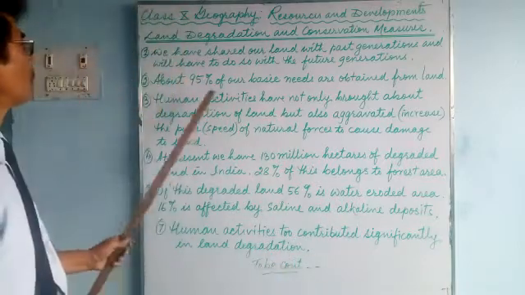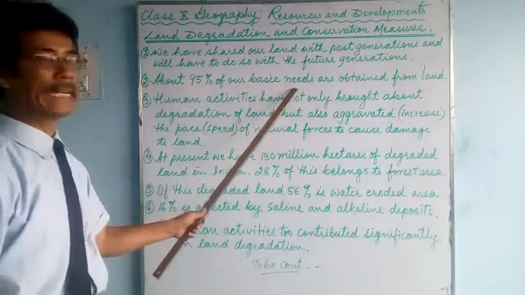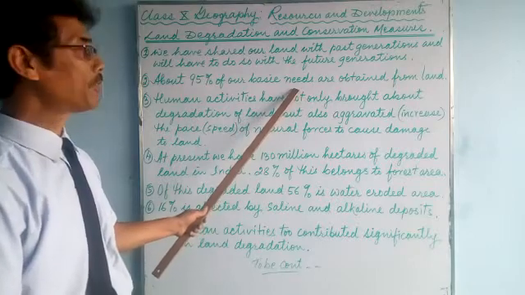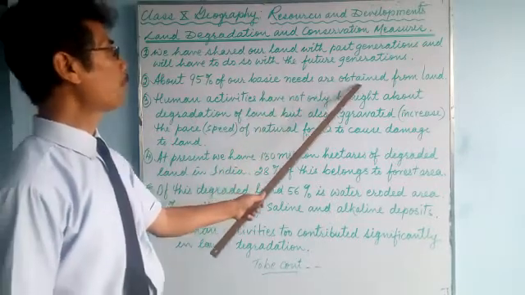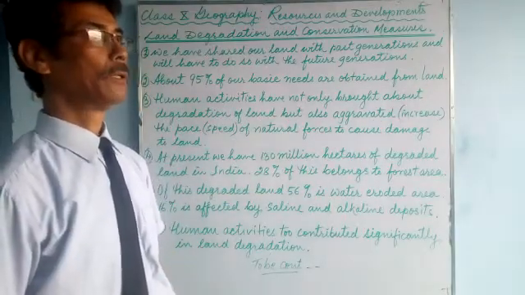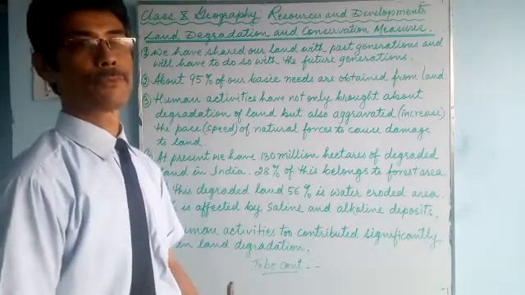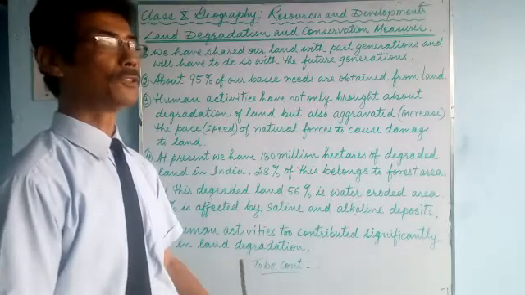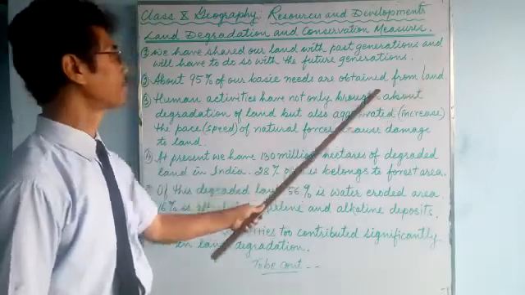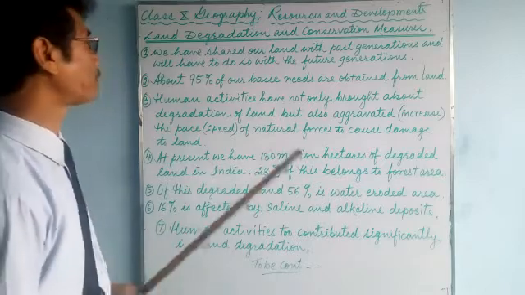Now number two. About 95% of our basic needs, such as food, clothing, shelter, medicine and raw materials, are obtained from land. Everything comes from the land. Whatever is grown, food crops, vegetables, fruits, medicines, raw materials, comes from land. You see that land resource is so important for our survival.